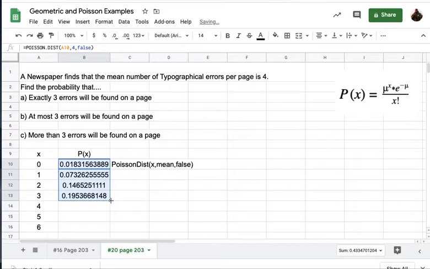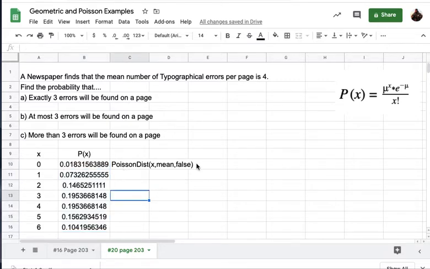3 errors, 4 errors, 5 errors, 6 errors. And again, this will keep going, and it started off small and they got bigger. Notice our biggest numbers are around 3 and 4 here, and that makes sense to us because you would expect there to be 3 to 4 errors per page.